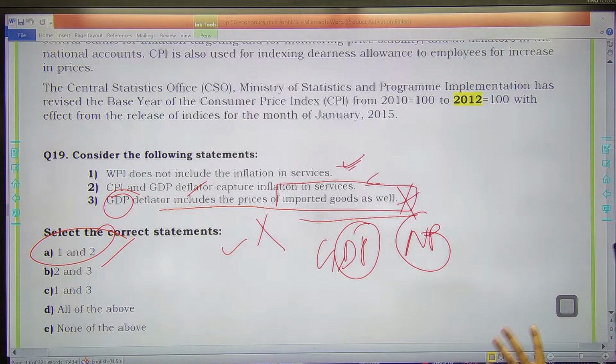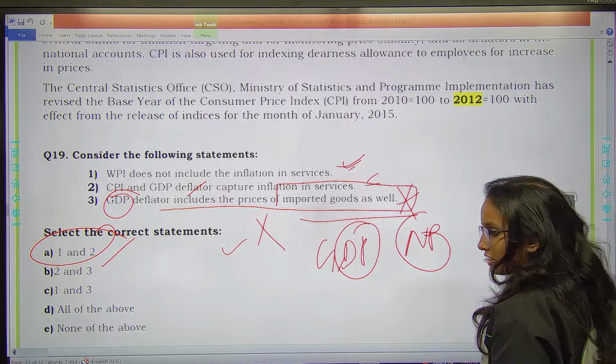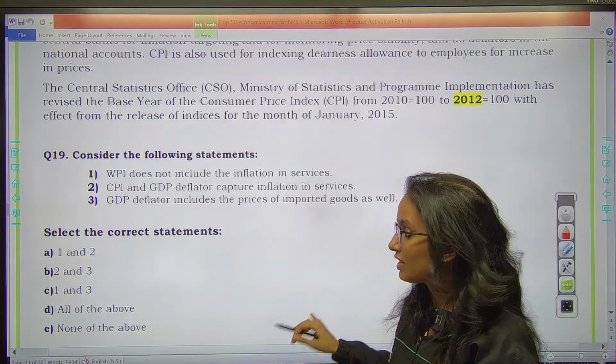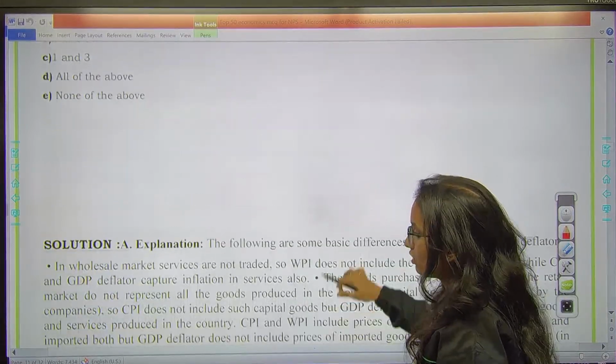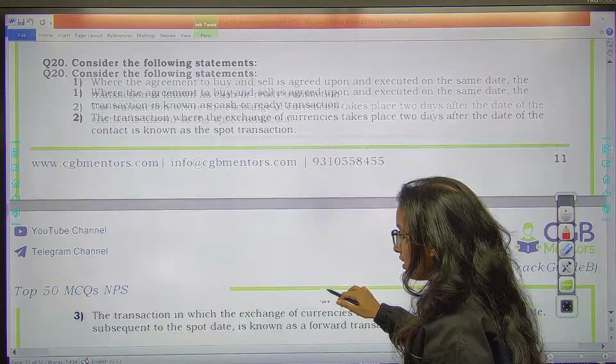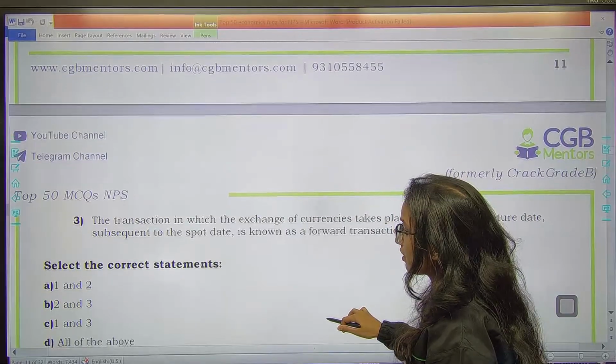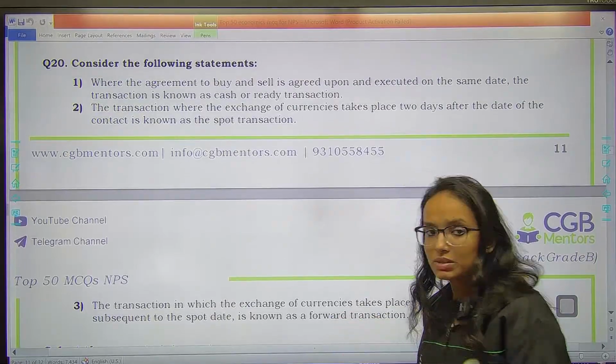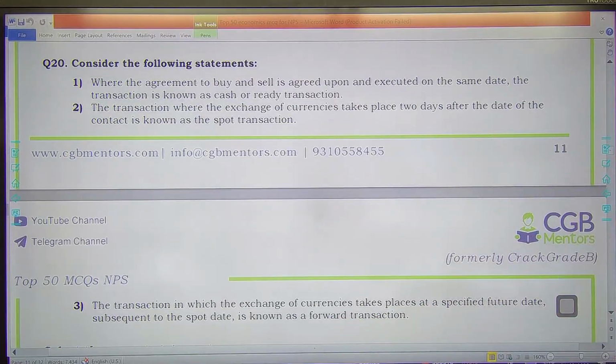डोमेस्टिक प्रोडक्ट है ना, नेशनल प्रोडक्ट नहीं है, राइट? सो डोमेस्टिक में ओनली डोमेस्टिक टेरिटरी प्रोडक्शन इज टेकन इनटू अकाउंट. नेक्स्ट क्वेश्चन, क्वेश्चन नंबर 20. Consider the following statements and then you have to tell me the correct option here again. Okay, so first you read these statements. Read these statements.